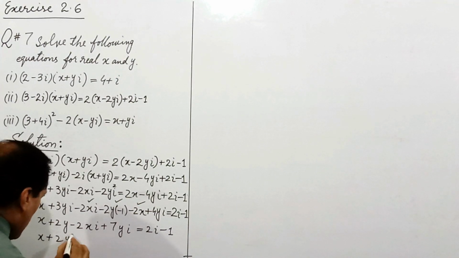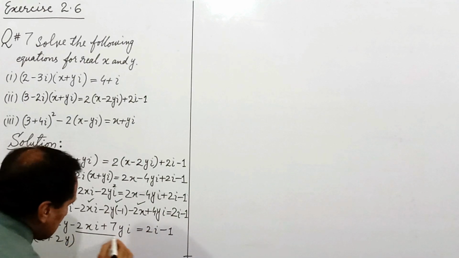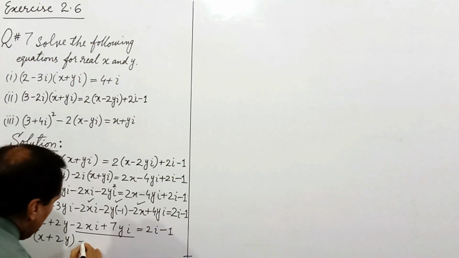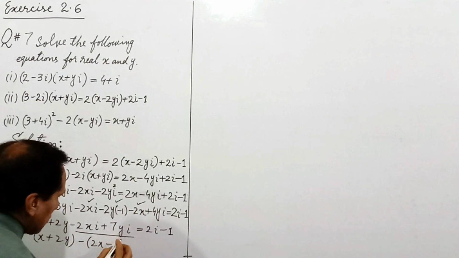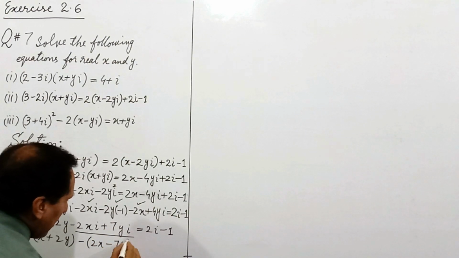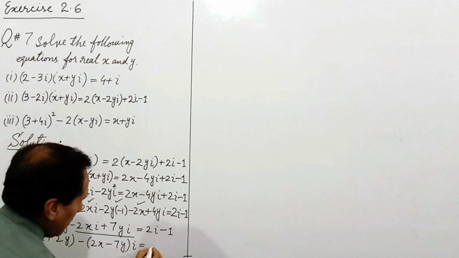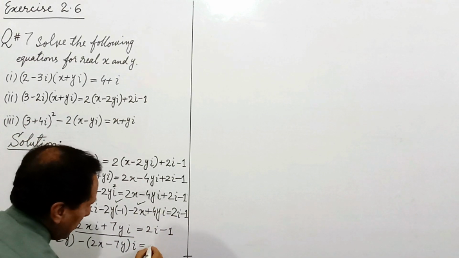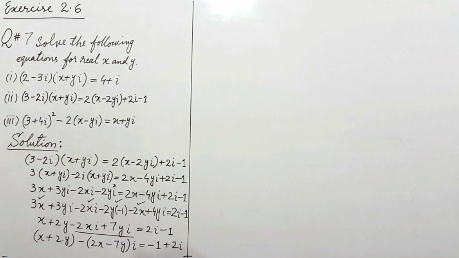x plus 2y, we separate the real part, and now we take minus as well as i common from these two, the imaginary part. Minus is taken as common, so 2x minus 7y, and on the right, we take i as common. Not only do we do this, we also arrange this value in the standard format of a complex number, minus 1 plus 2i. We write the right hand side.